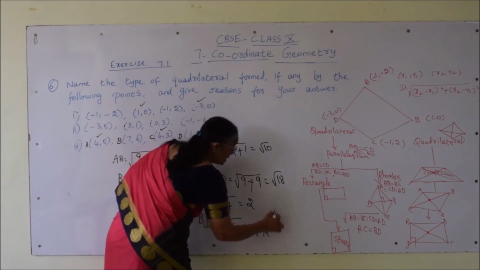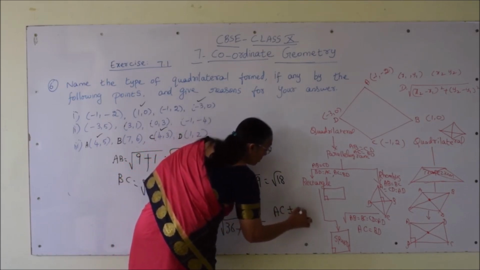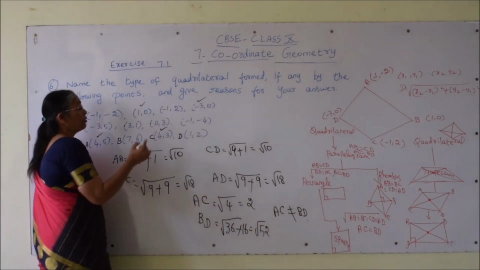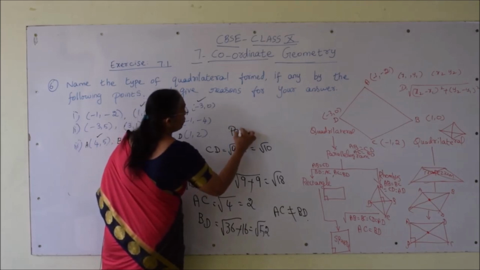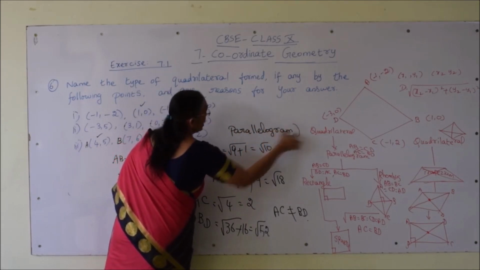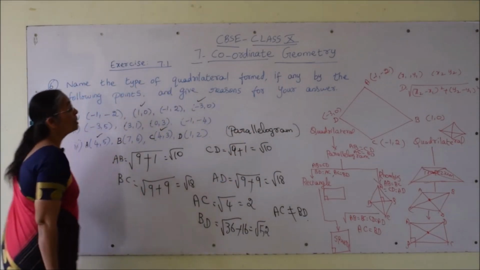So, AC length is not equal to BD length, but only the opposite sides are equal. Therefore, the given vertices form a parallelogram. The quadrilateral formed by the given vertices is nothing but a parallelogram.